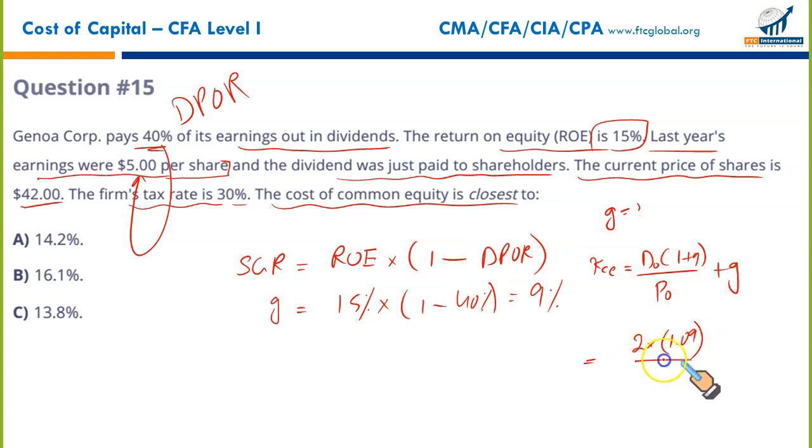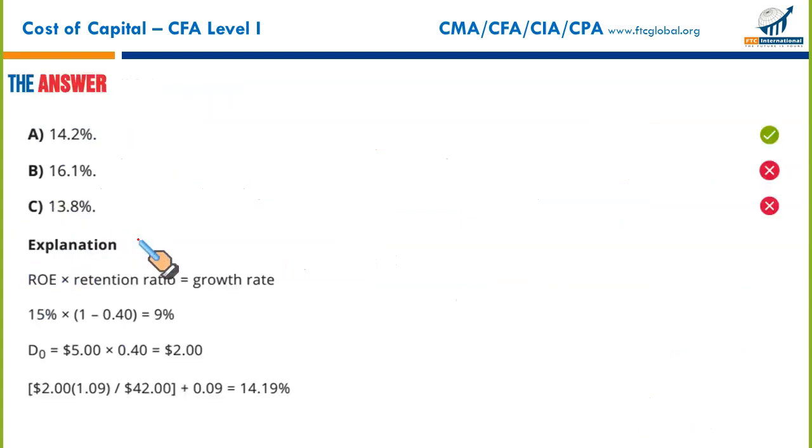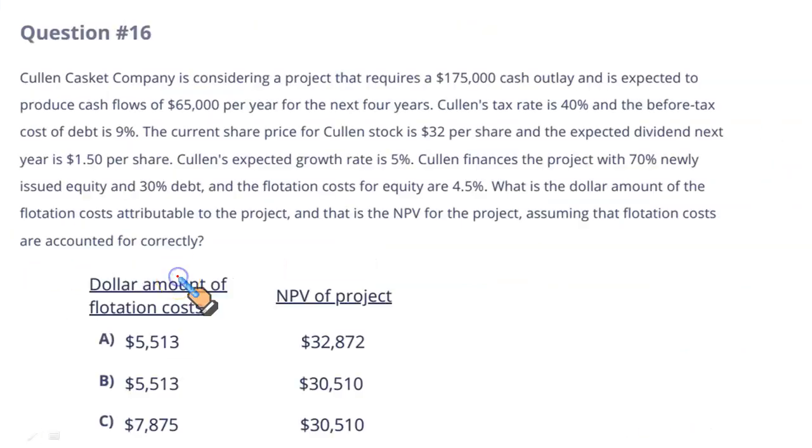What's the current share price? Current share price is 42. Plus the growth rate, 9%. There you go. 2 times 1.09 upon 42. Convert this into a percentage, add 9%, and it gives you 14.19%. 14.1919, rounded off gives you 14.2. Simple. A is your answer.